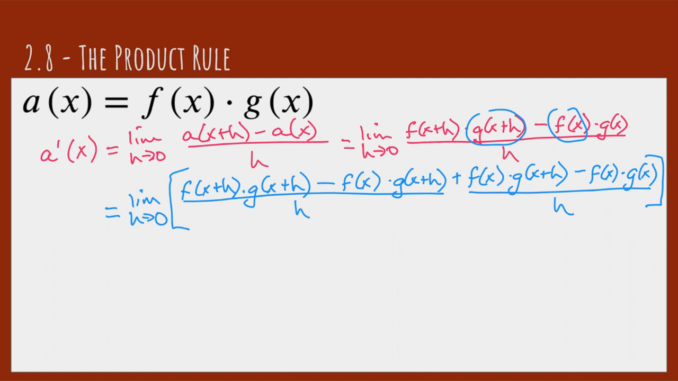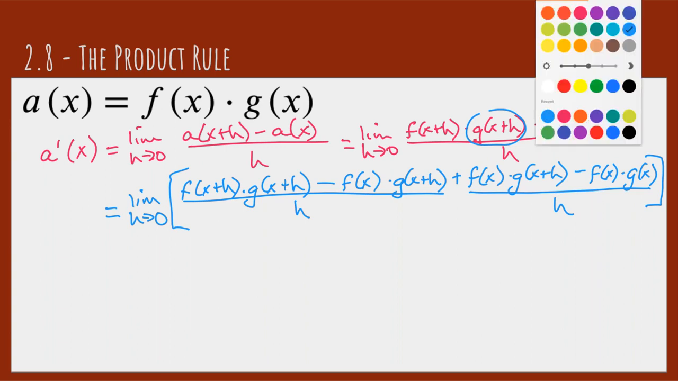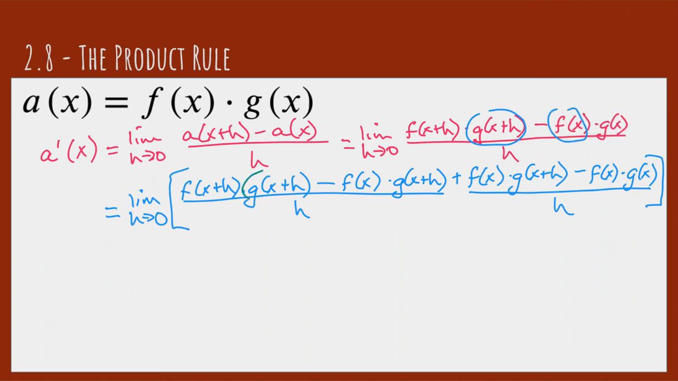Okay, so since the whole thing is over h, I can put each individual one over h. Now, you might notice that in the first one, we have a g of x plus h in both terms, and in the second one, we have an f of x in both terms. So I'm going to factor those out.